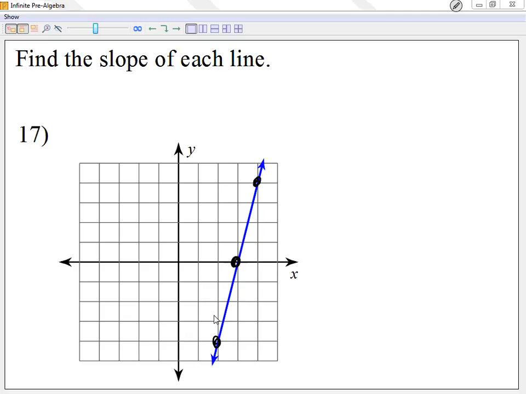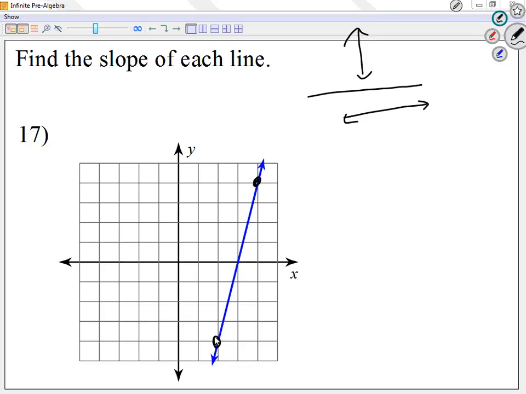Like I said, in this case, there's 3. Since I only need 2, let me erase the one in the middle. Like I said, I only need 2. It doesn't matter which 2. Okay, so my slope is going to be a fraction. The top number will tell me up or down. The bottom number will tell me right or left. And this is how I'm traveling from one point to the other.